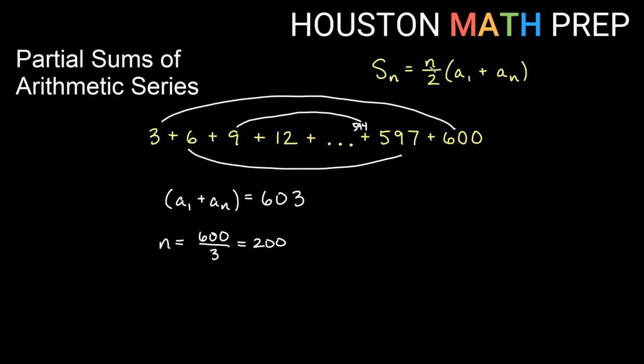Okay, so when we figure out the number of pairs, that tells us n divided by 2, the number of pairs, would be 100 pairs of terms if we have 200 terms.